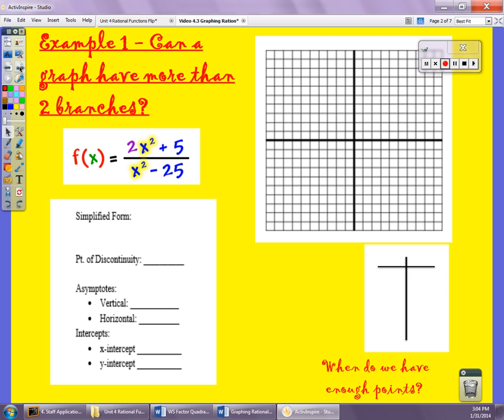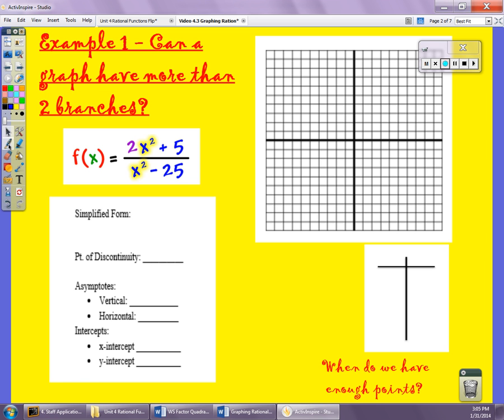In our first example, we're going to look at it from the point of view of can a graph have more than two branches? So far, each graph that we've worked with has had only two branches, but there are some with more. We're starting with the function f of x equals (2x squared plus 5) divided by (x squared minus 25). Remember, our very first step is always to factor and, if possible, cancel in order to simplify.